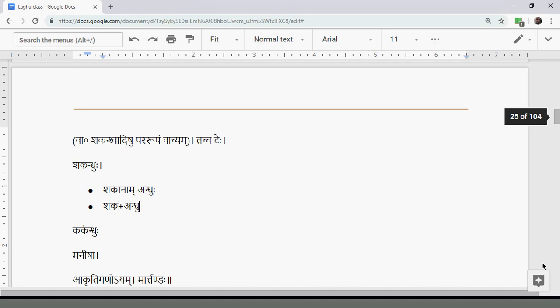Now, Shaka plus Andhu is what? Shak A and Andhu. This A and A put together, what Sandhi should you get? Later, it will be said that it will be a Savarna Dirgha Sandhi. But here, what does he say? There should be no Savarna Dirgha Sandhi here, but you will get something else.